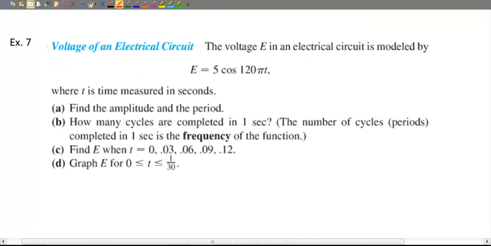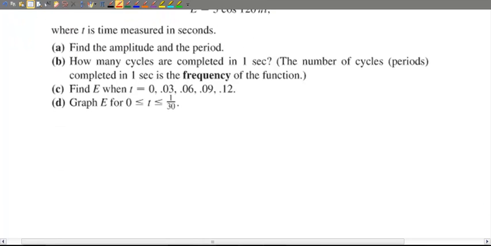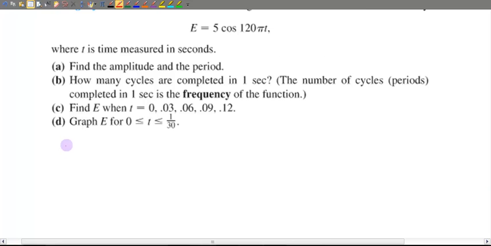Okay, let's look at one more example. In this example, they're actually going to give us the equation, and we're going to do some stuff on our calculator for this one. So let's walk through it. It says that the voltage of an electrical circuit can be modeled by this equation right here. The first thing I want to do is find out what the amplitude and the period are of this function. Okay, so the amplitude would be the coefficient next to the trig function, which is 5.